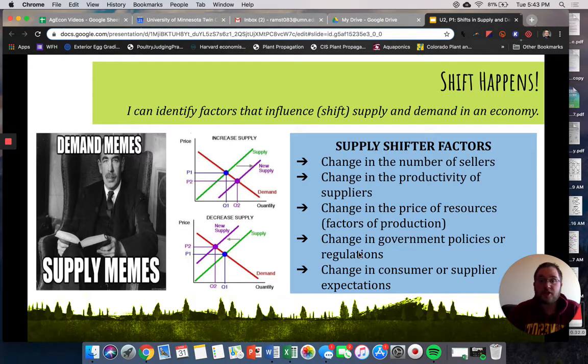Number 2, change in the productivity of suppliers. So if John's hires 10 new workers, or their current workers get a lot more productive, or if Ernie's workers get more productive, or any store really, that is going to impact the amount of supply.